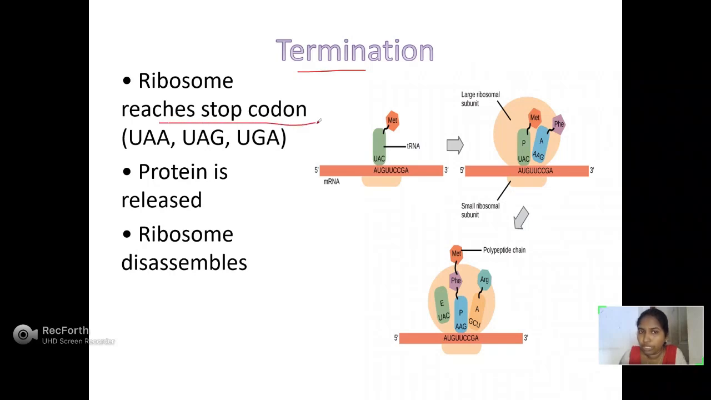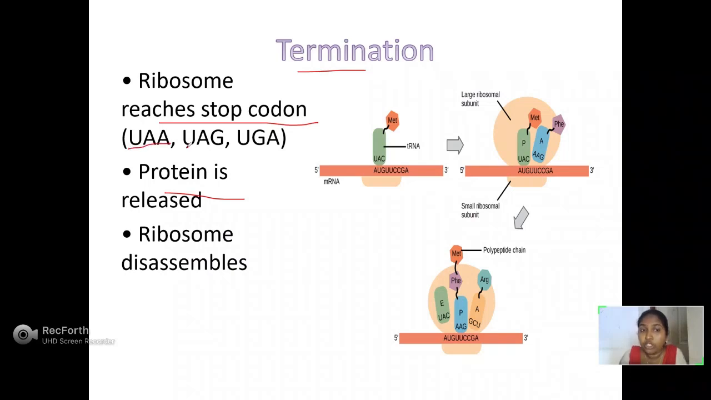When the ribosome reaches the stop codon, the protein gets released. And what happens to the ribosome? The ribosome disassembles into the large subunit and the small subunit.